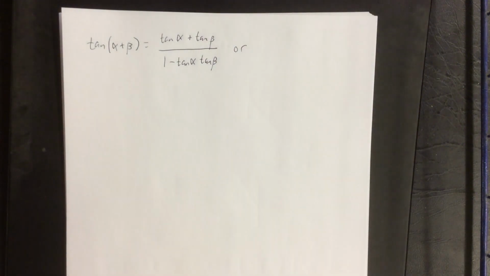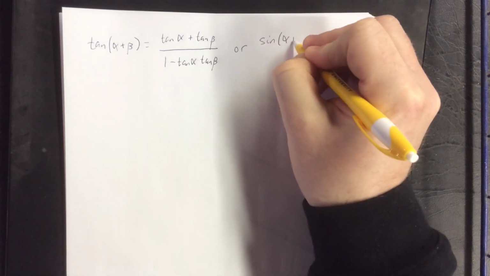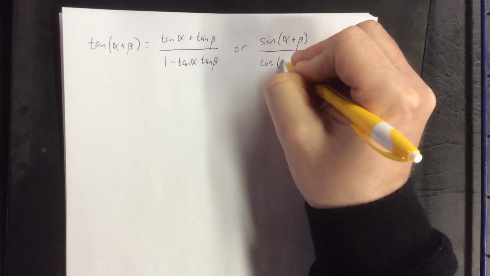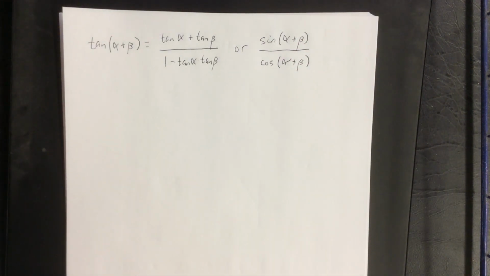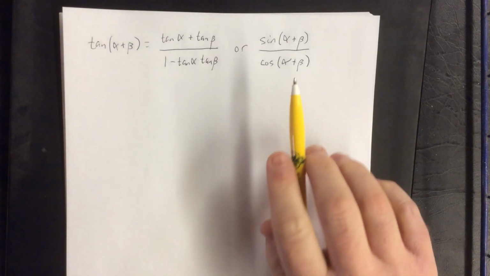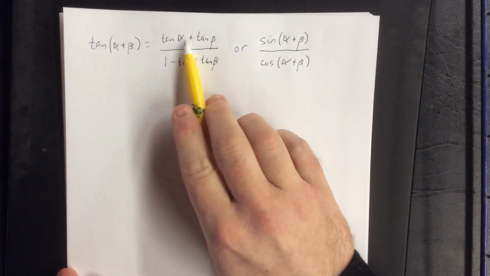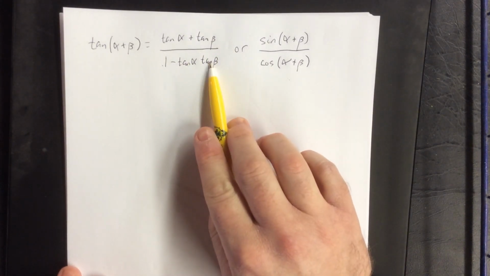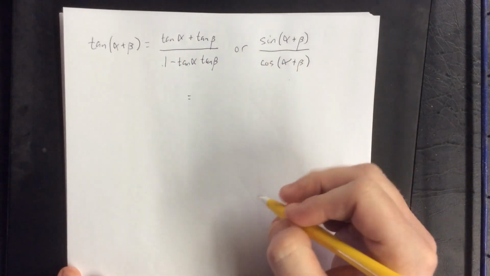Or we could use an identity for this, and this is what I'm going to recommend that you do. There is a quotient identity for the tangent, and that quotient identity says that that would be the sine of alpha plus beta over the cosine of alpha plus beta. The reason that I would encourage this is because in this form, this will be a fraction plus a fraction over 1 minus a fraction times a fraction. That's just too much. This, we already found the sine and cosine anyway, so we might as well use them.